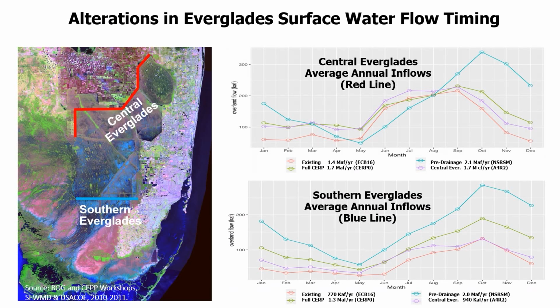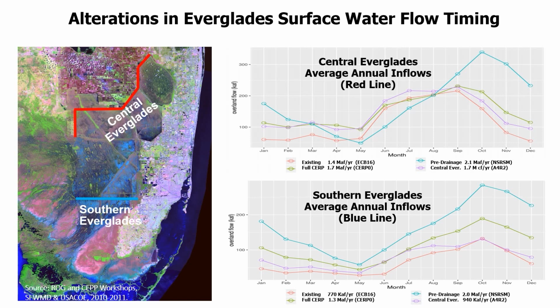Changes in inflows to the Central Everglades or water conservation areas, the red line on this graphic, reflect the impacts of upstream rainfall, diversions to tide, and water management operations in the Everglades agricultural area. Under pre-drainage conditions, average annual inflows to the Central Everglades rose more gradually, reaching a clear peak at the end of the wet season in October, then gradually receded throughout the dry season until the beginning of May.